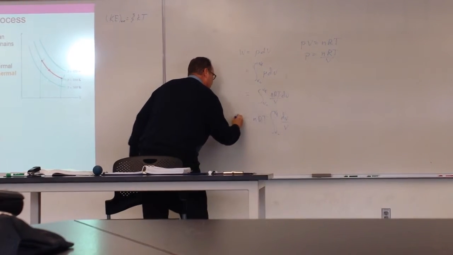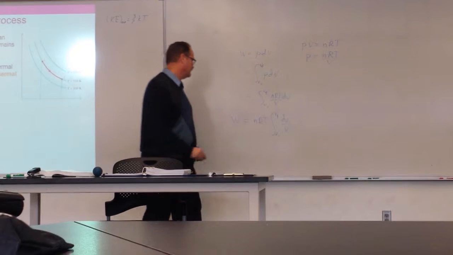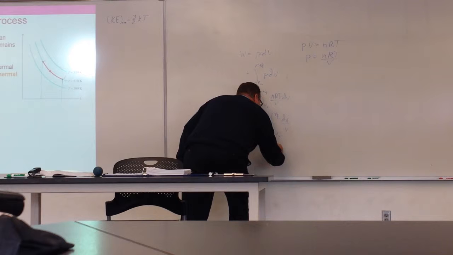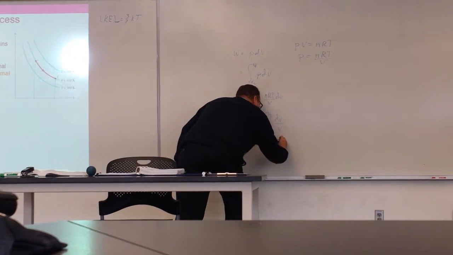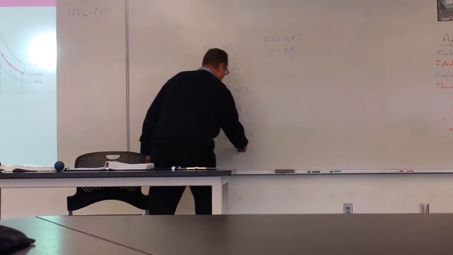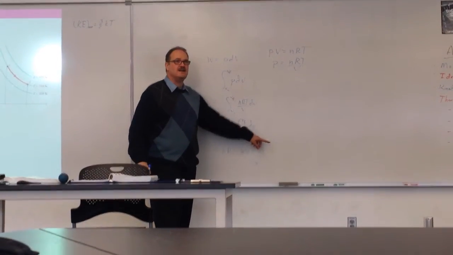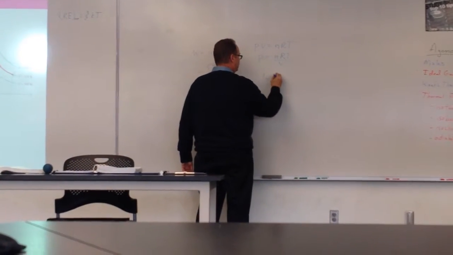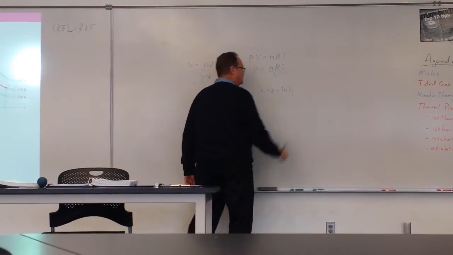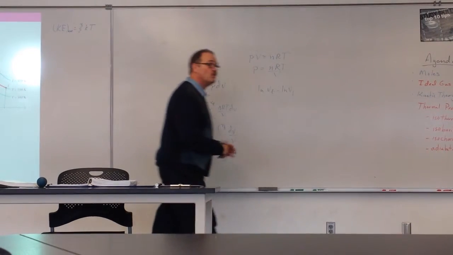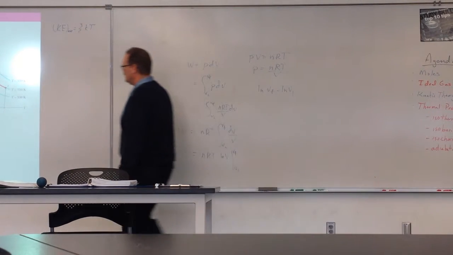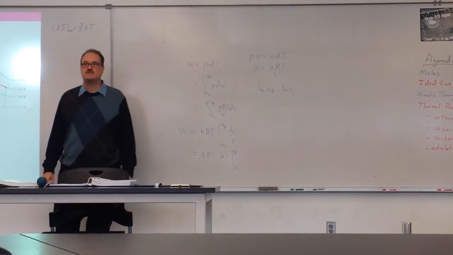Anybody know what that integral is? Natural log of V. So it's nRT, natural log of V, evaluated from V initial to V final. Well, that becomes the natural log of V final minus the natural log of V initial, right? And how can I write the natural log of V final minus the natural log of V initial? So, the work done in an isothermal process is nRT, the natural log of V final over V initial.